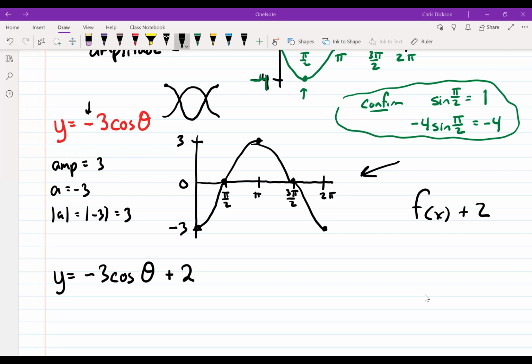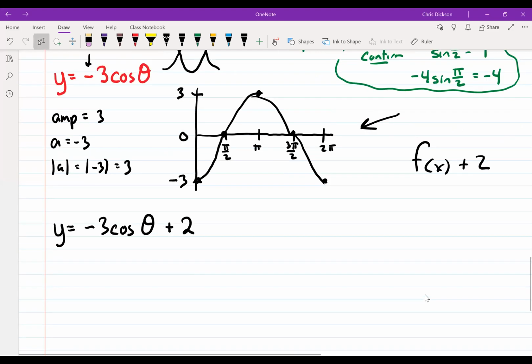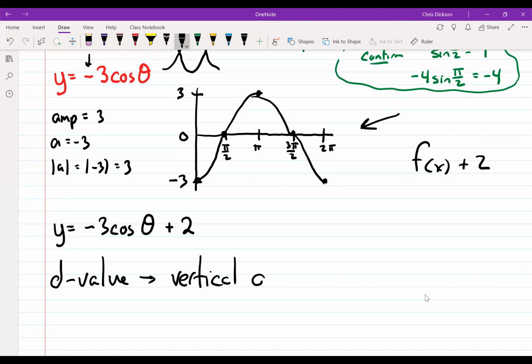So the d value tells us, they call it the vertical displacement. But what I think is more important is it actually tells you where the midline is. And the midline will always be at y equals d.